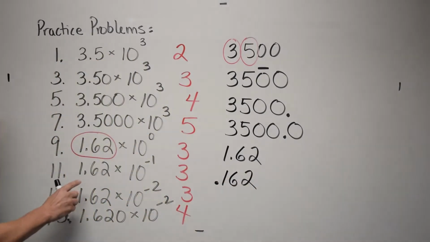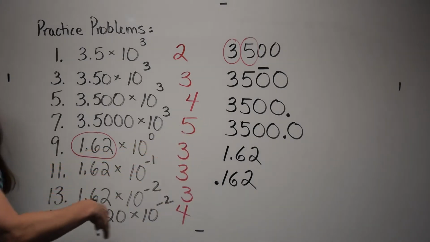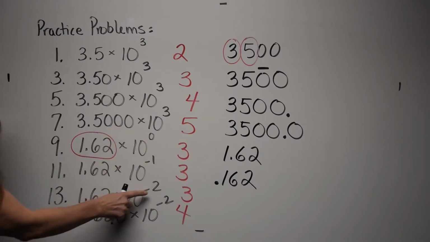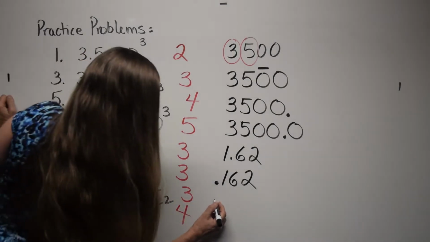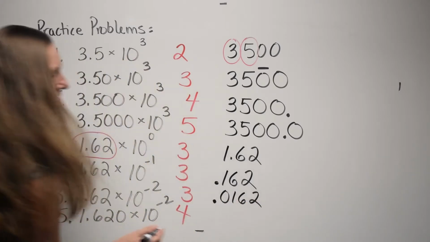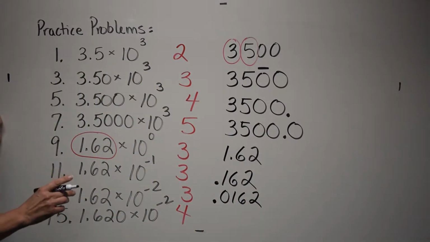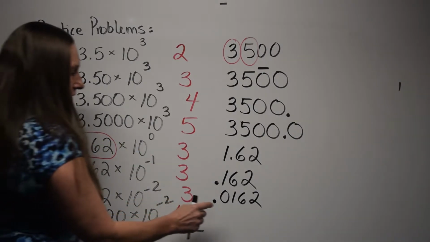0.162. All 3 numbers are significant. They're all non-zeros. They're all significant. All right, here, 10 to the negative 2, 2 places to the left: 0.0162. All right, now, double check that you only have 1, 2, 3 significant figures.